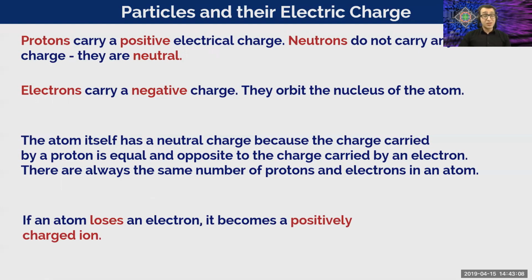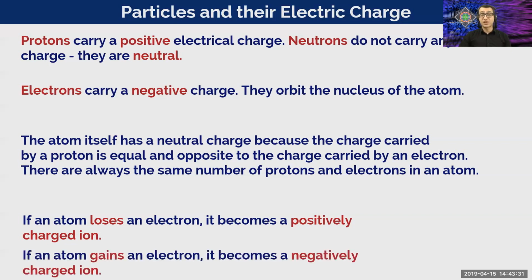But if an atom loses an electron, what this means is you have one more proton overall than you have electrons in the atom, and therefore you have one more positive charge than you have negative charges. And so the atom no longer is referred to as an atom, it's referred to as an ion, specifically a positively charged ion. Now, in contrast, if an atom gains an electron, it becomes a negatively charged ion, because in this case, the number of negative charges outweighs the number of positive charges by 1.